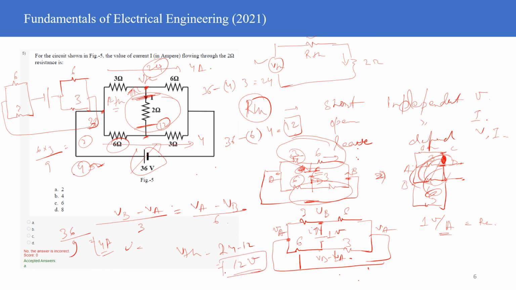And the Thevenin's resistance, we have calculated as 4 ohms, right? So 12 divided by 4 is 3.